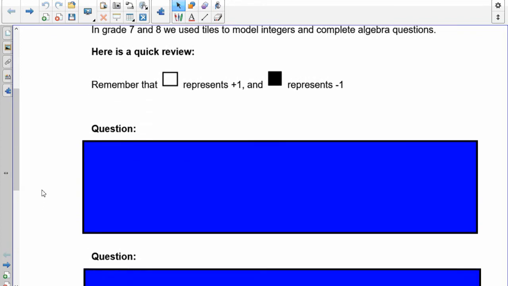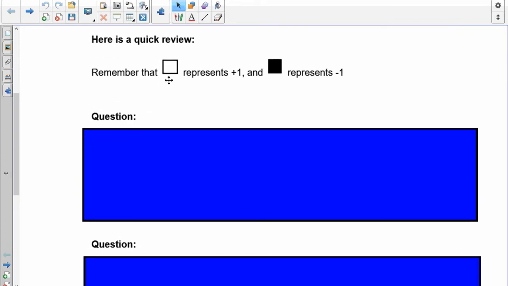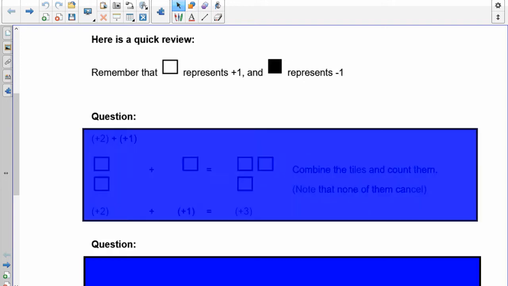Here's a quick review. We were using tiles, and those were the integer tiles. This was an open box, and we used that to represent +1. And we had a shaded-in box, which represented -1. Taking a look at that, this was a good question we can start with.